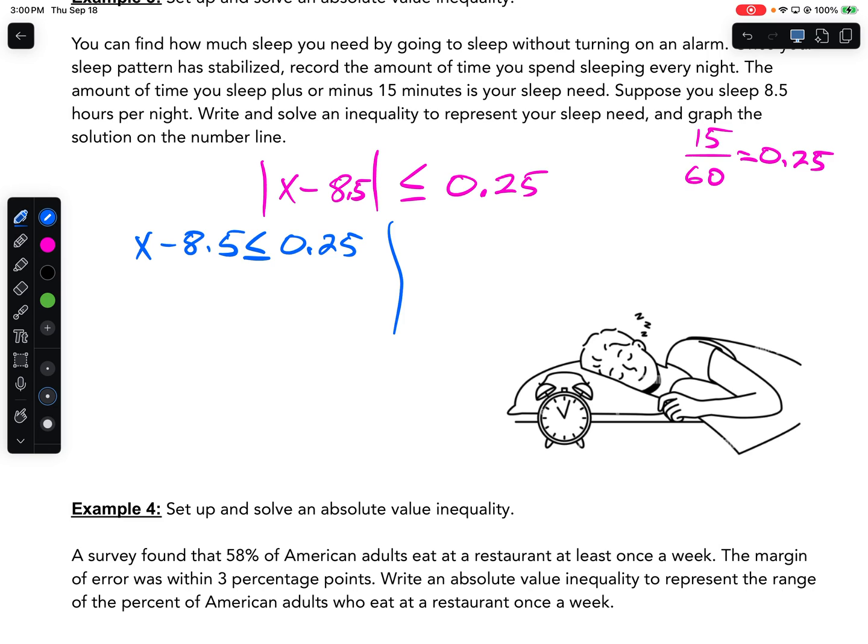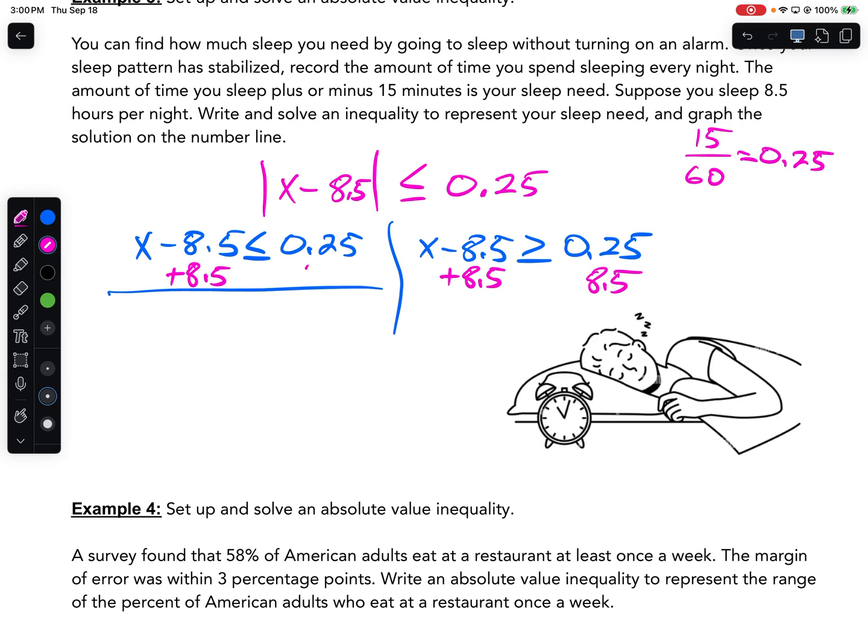Case 2 is x minus 8.5 is greater than or equal to 0.25. We add 8.5 to both sides of both equations. They kind of have to make these equations a little bit easier because they'd be a nightmare to set up otherwise. Oops, I forgot the 8.5 over here.